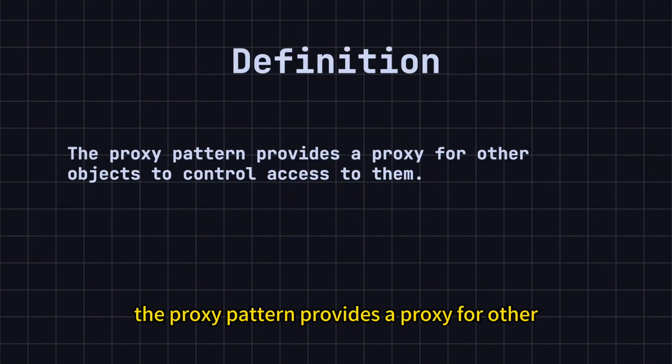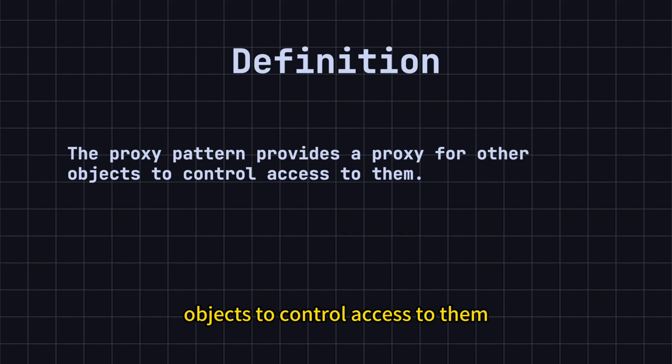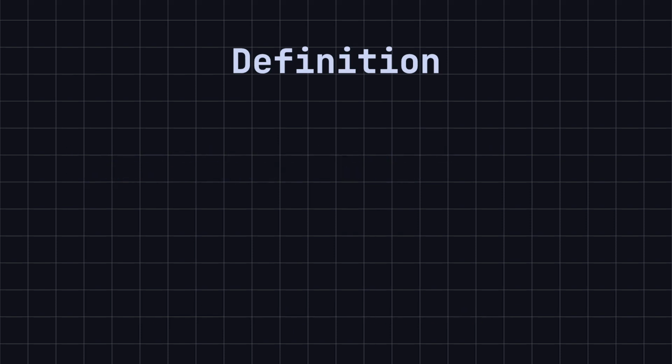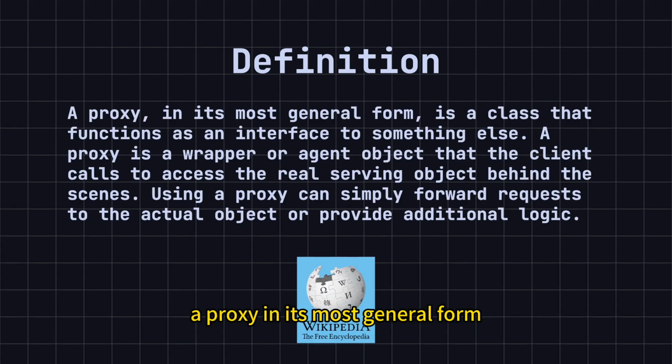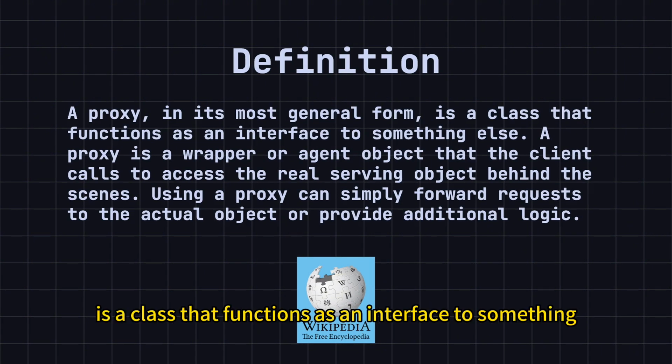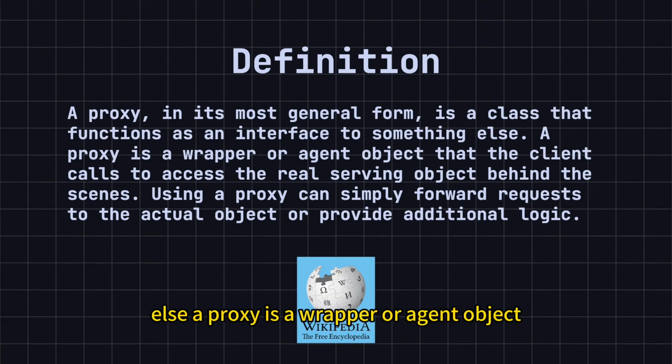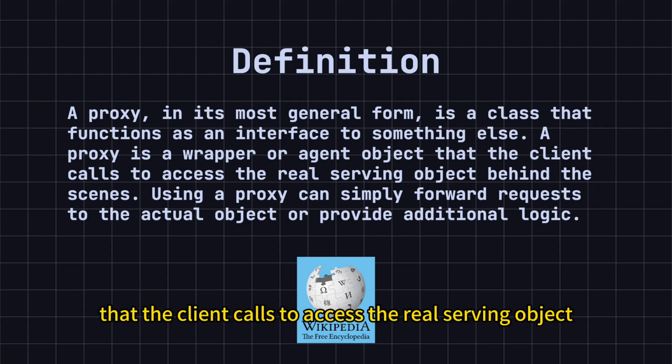Simply put, the proxy pattern provides a proxy for other objects to control access to them. According to Wikipedia, a proxy in its most general form is a class that functions as an interface to something else. A proxy is a wrapper or agent object that the client calls to access the real serving object behind the scenes.